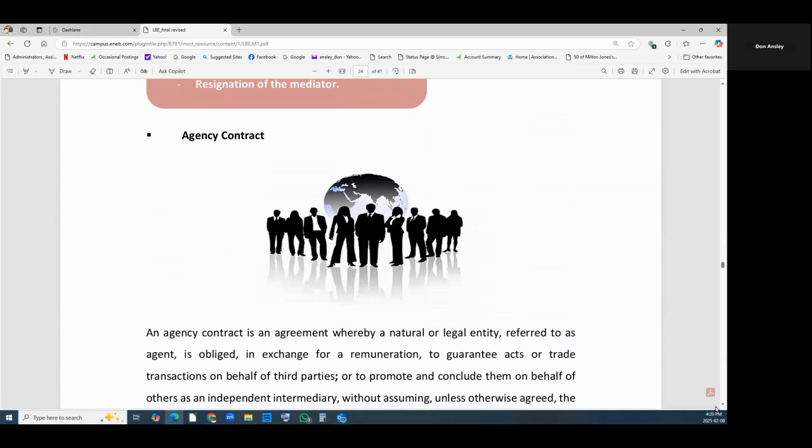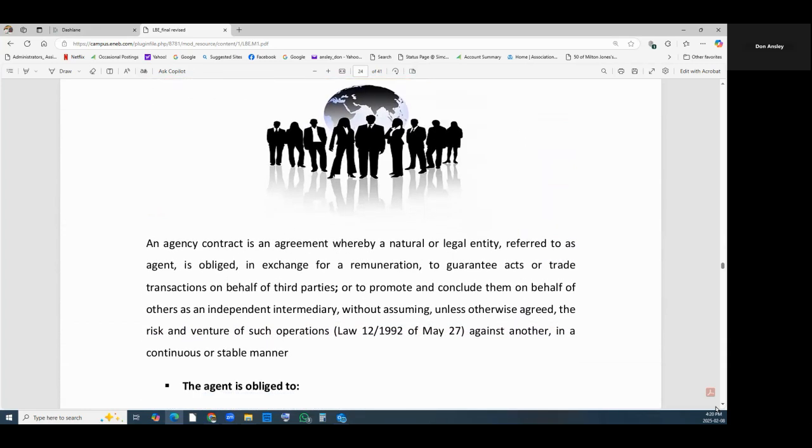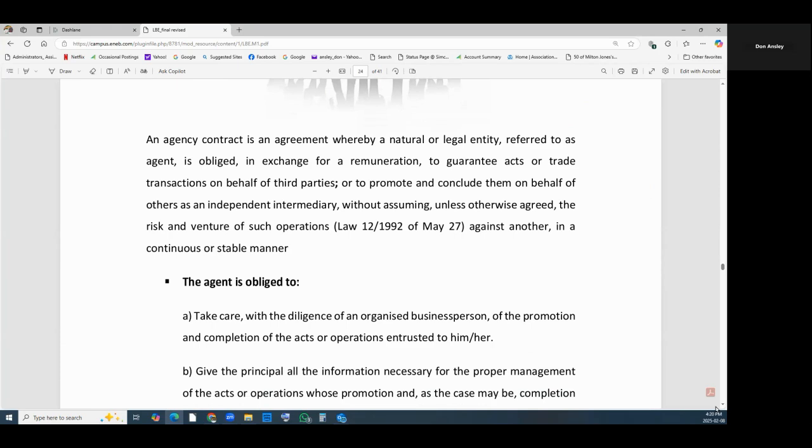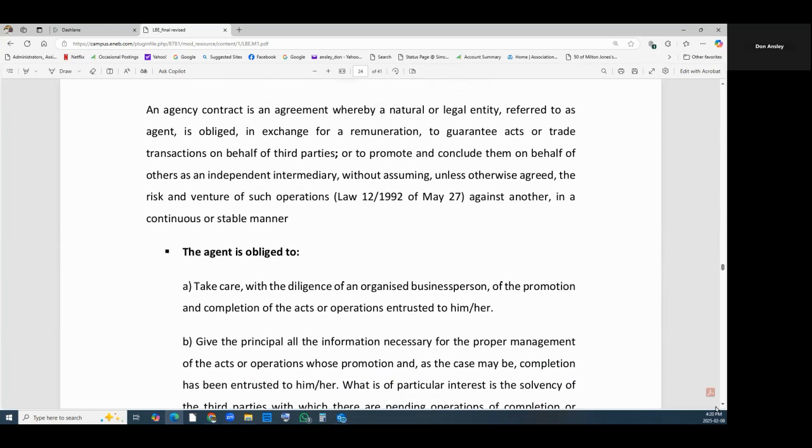Now, an agency contract is an agreement where a natural or legal entity referred to as an agent is obliged, in exchange for remuneration, to guarantee acts or trade transactions on behalf of a third party, or to promote or conclude them on the behalf of others as an independent intermediary without assuming, unless otherwise agreed, the risk or venture of such operations against another in a continuous or stable manner.